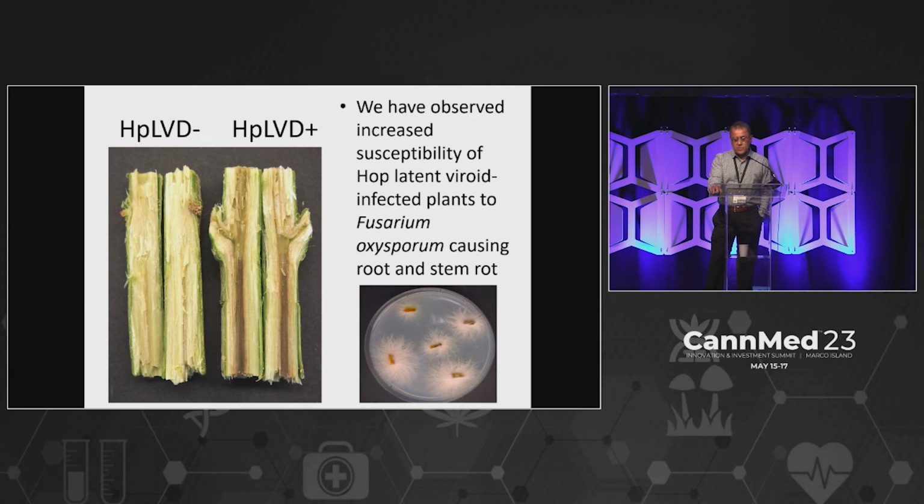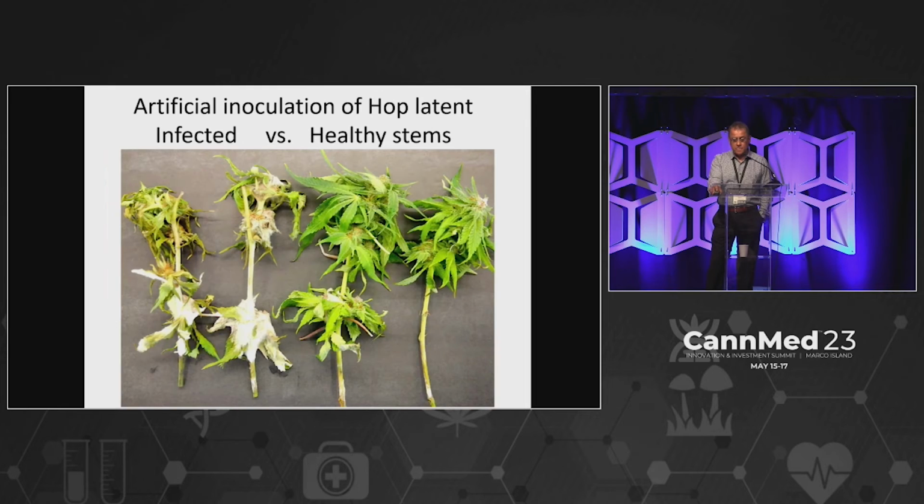So quickly, I'll show you how Hop Latent Viroid infected plants are more susceptible to other diseases. This is a disease called Fusarium oxysporum wilt, and you'll notice where it says Hop Latent minus and Hop Latent plus, the one that has Hop Latent Viroid picks up more Fusarium infection than the plant that's not infected. Here you can see a very nice comparison of two flowering stems. The one on the left with the white mycelium is the plant that was infected with Hop Latent. The one on the right did not. And you can see how much disease they develop as a result of the infection by the viroid.